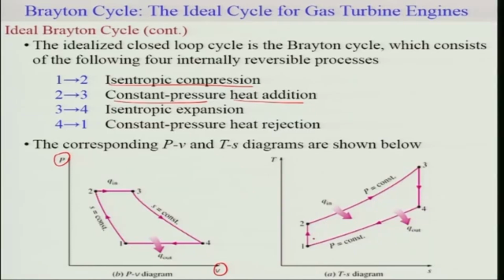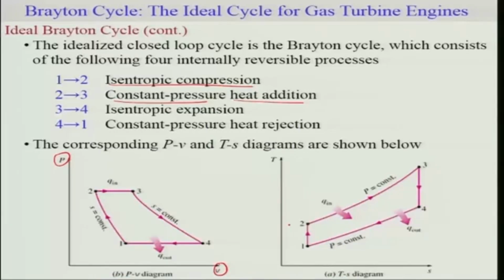On the TS diagram you can clearly represent 1 to 2 as isentropic, followed by constant pressure heat addition, followed by isentropic expansion, followed by constant pressure heat rejection. So we can clearly see how we change this PV diagram from the Otto cycle to the diesel cycle to the Brayton cycle. It's a beautiful way of making use of the different conditions.